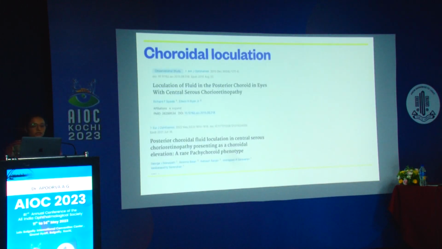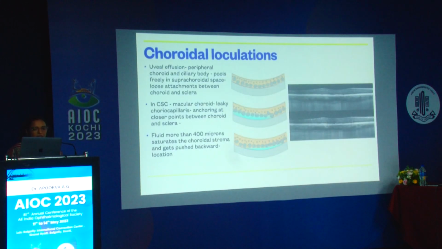A choroidal loculation was described first by Spaide. It is a loculation of fluid in the posterior choroid between the sclera and the posterior choroid, and it can even cause an elevation of the choroid, as was described by Manayath et al.